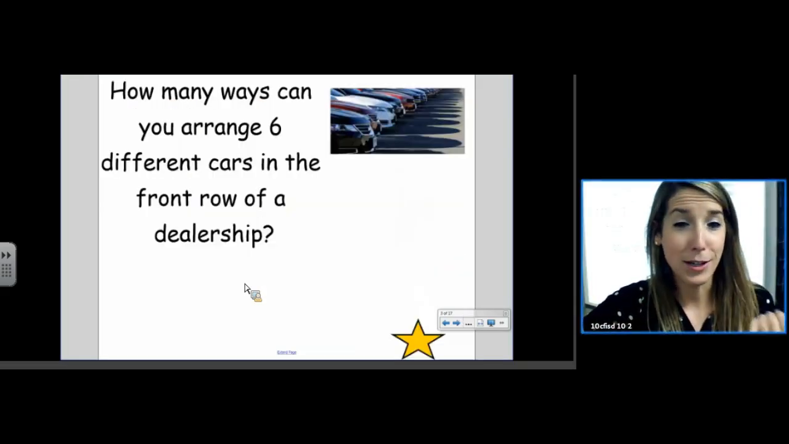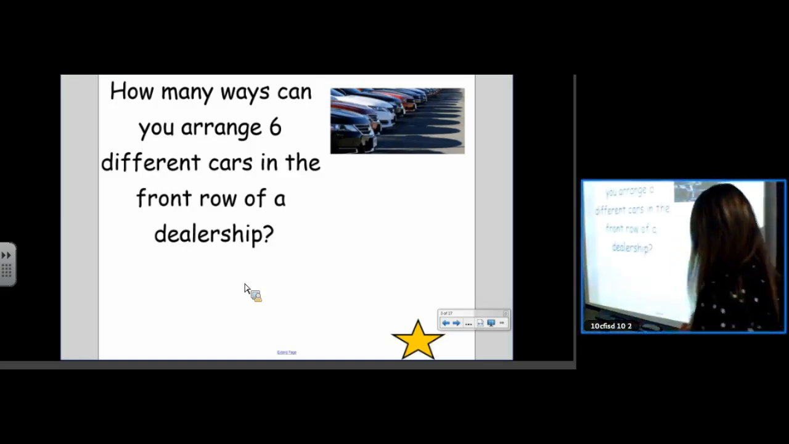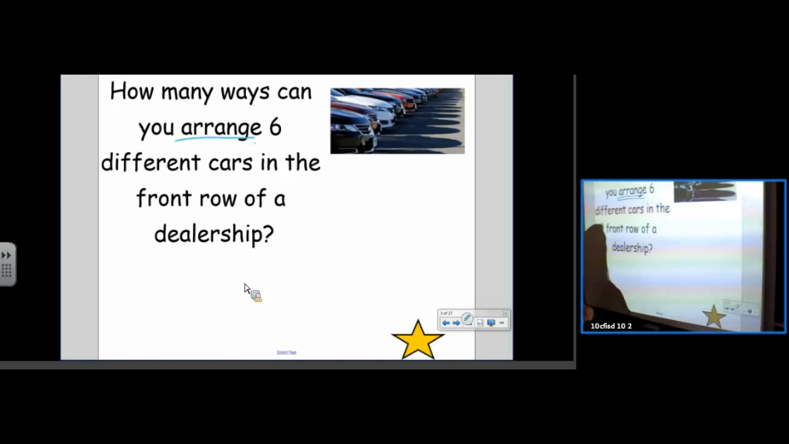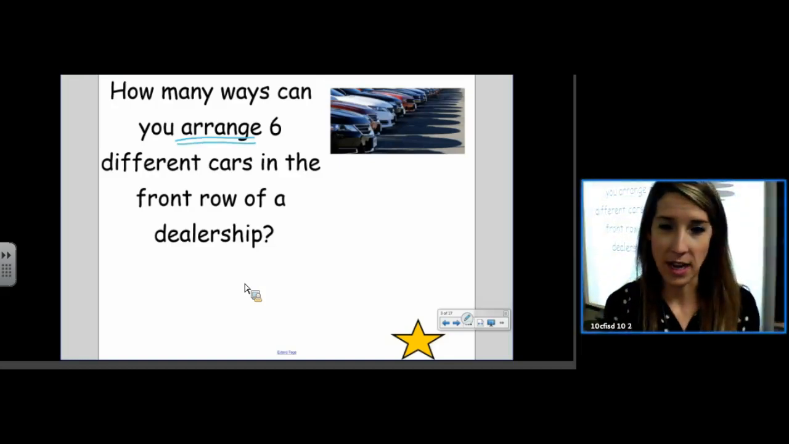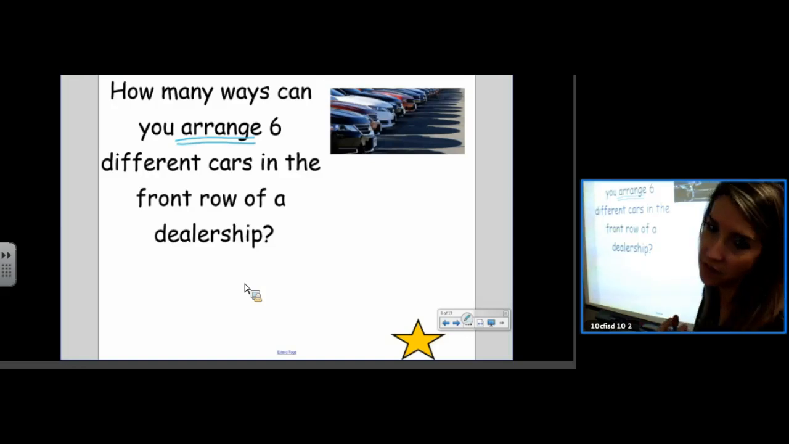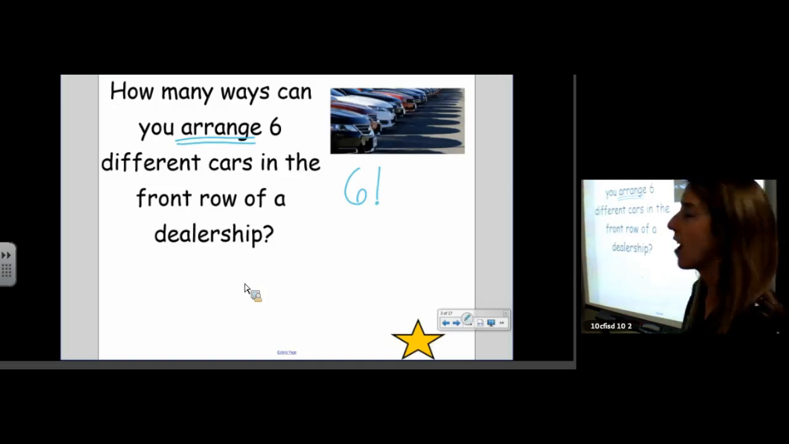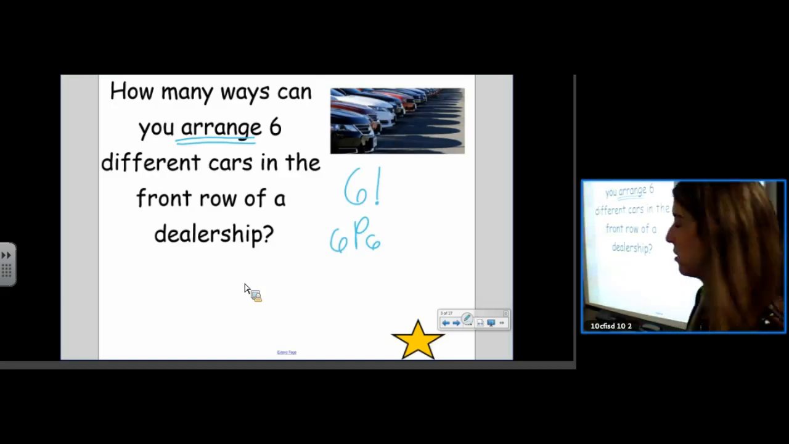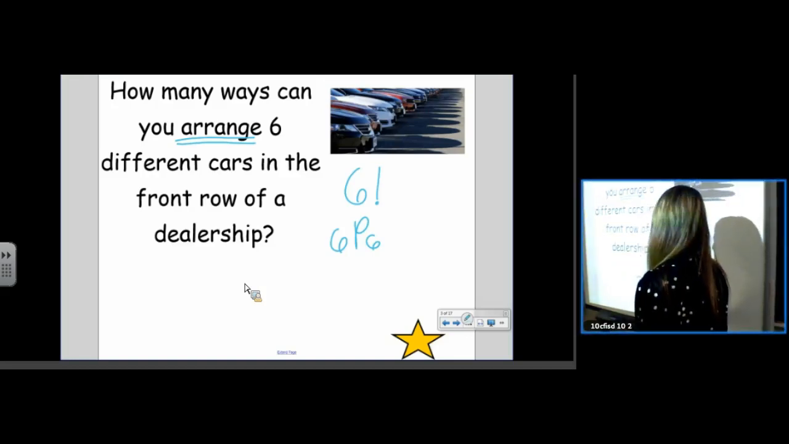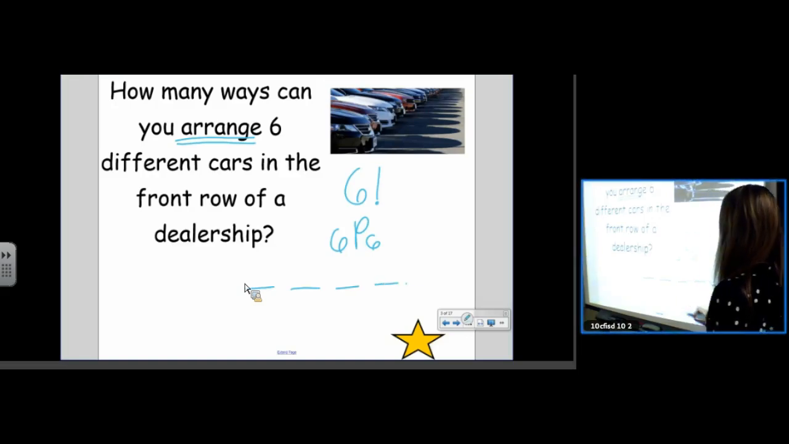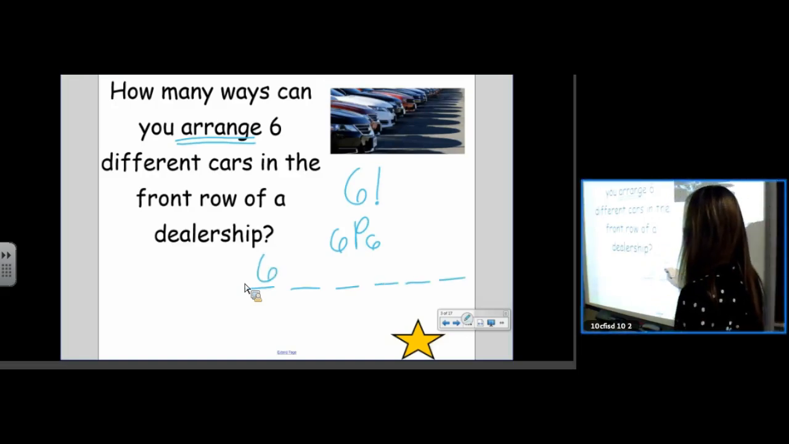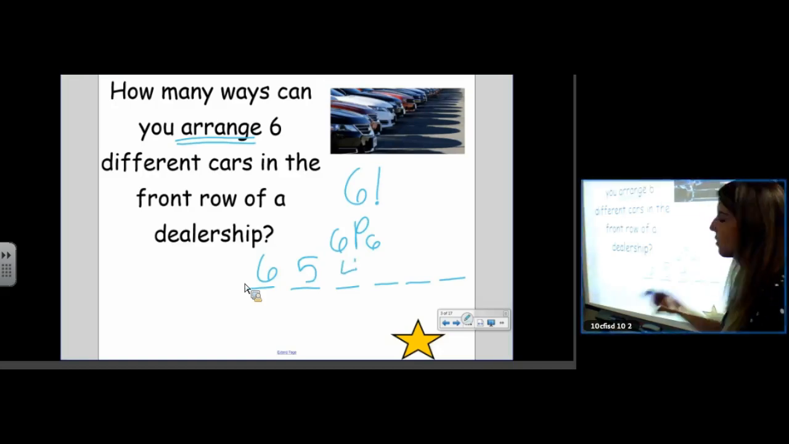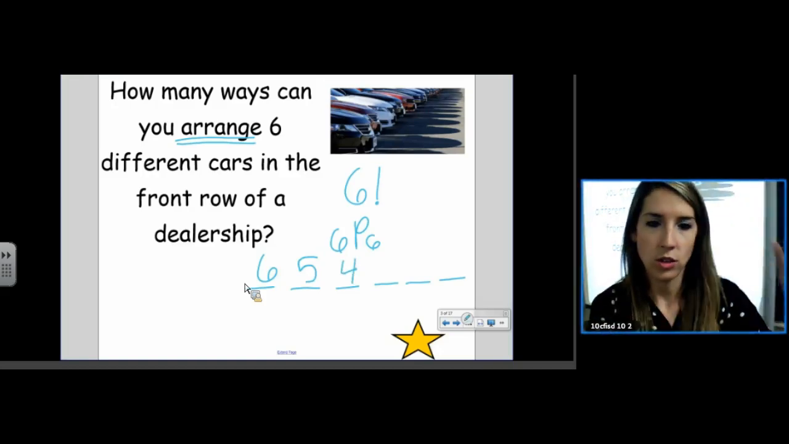How many ways can you arrange 6 different cars in the front row of a car dealership? So how many ways can you, this word is important, arrange. So the order matters. They call it a permutation. But this one, you don't need to use the permutation function on your calculator. You can simply do 6 factorial. I told y'all in the review you could do this too. 6 permutation 6, I guess. Or you can just use common sense and think about how many choices. Now I used one. How many choices do I have? Now I used one. You can pretty much play out 6 factorial the common sense way in your head.